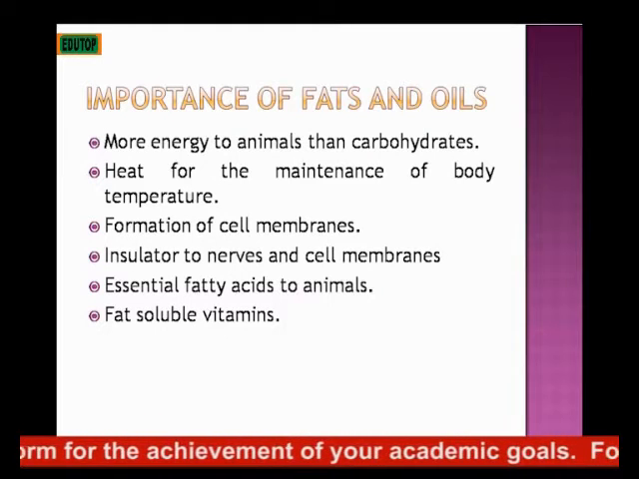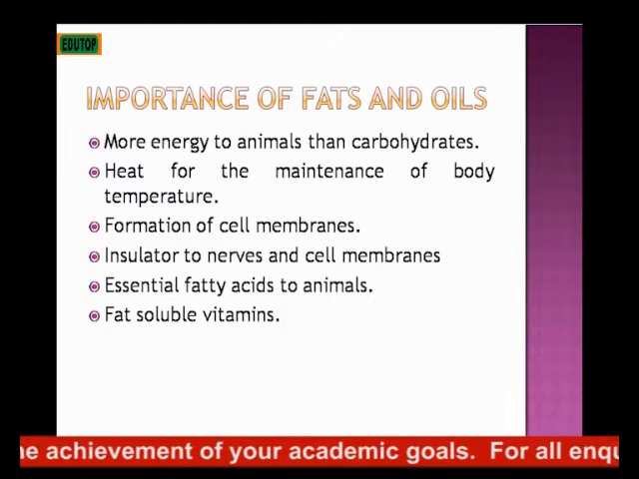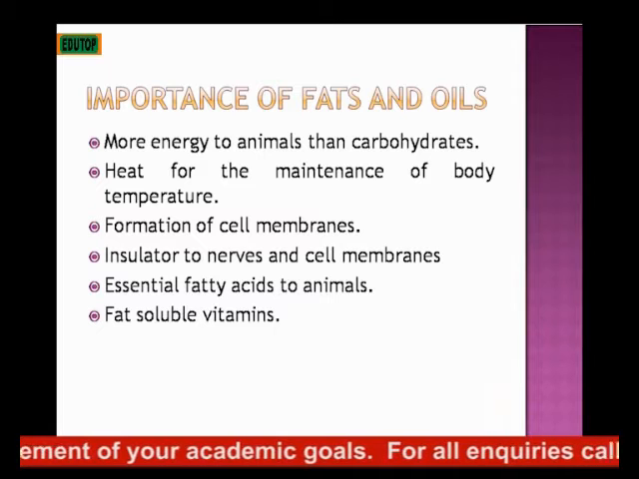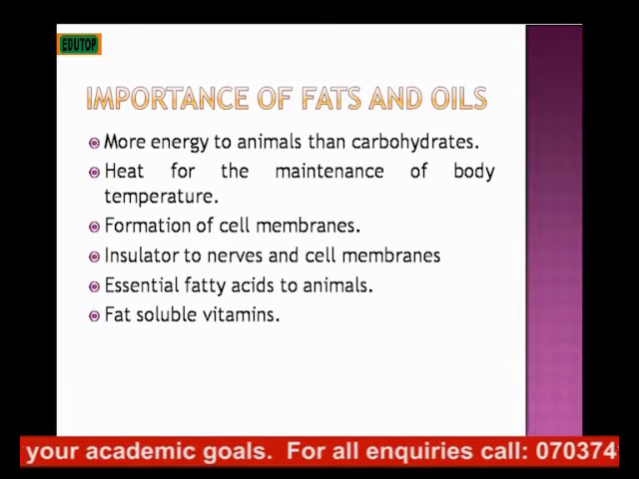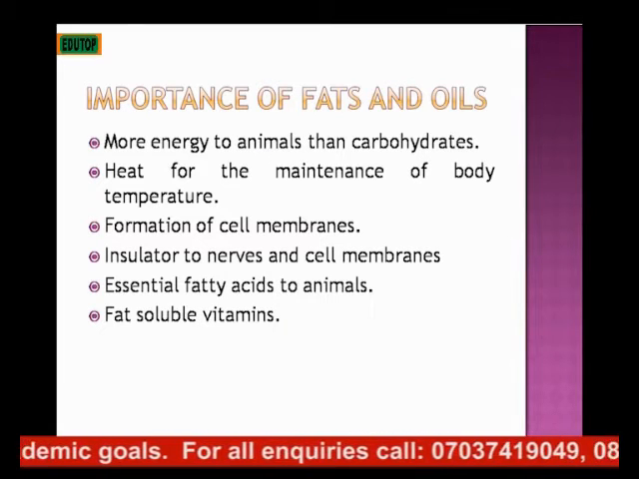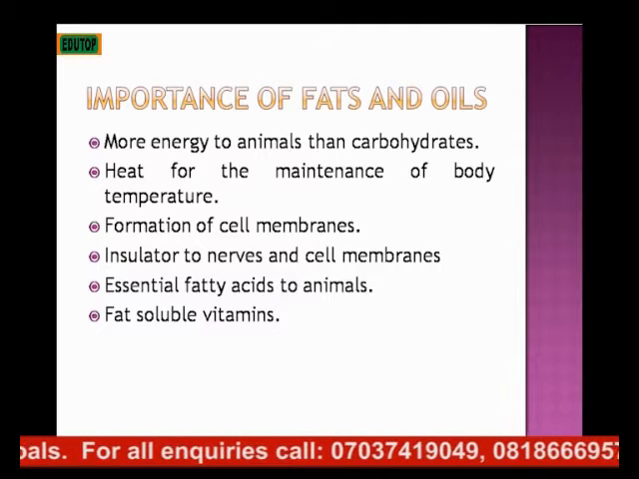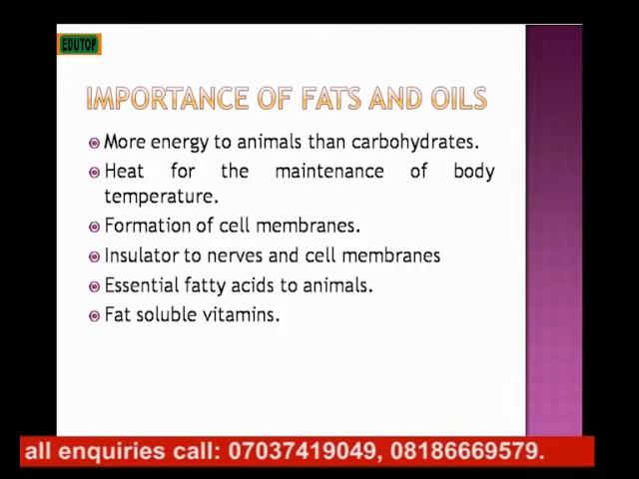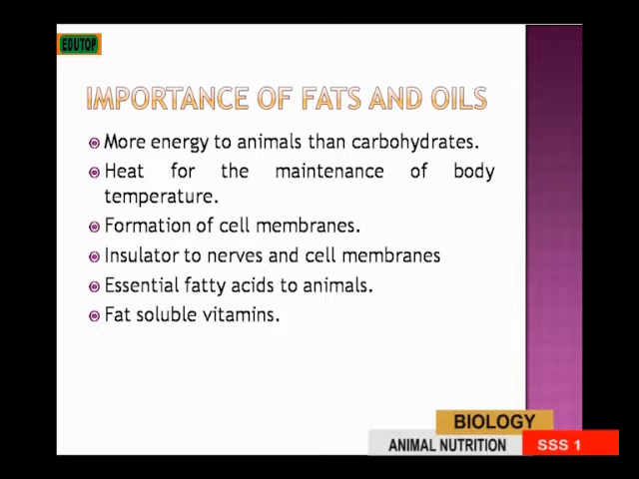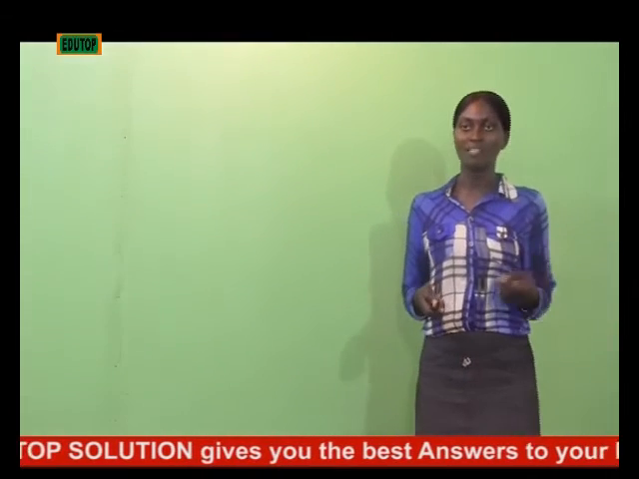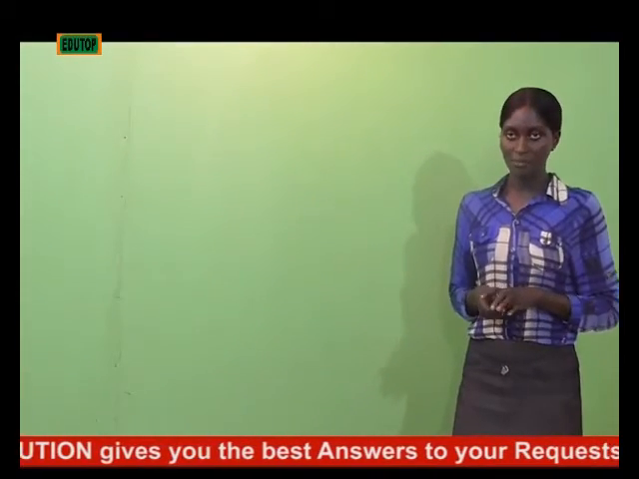And cell membrane. They are insulators to nerves and the cell membrane. They are essential. They are the ones that produce essential fatty acids to the animals. Then fat and oil are fat-soluble vitamins. They are responsible for the production of fat-soluble vitamins.